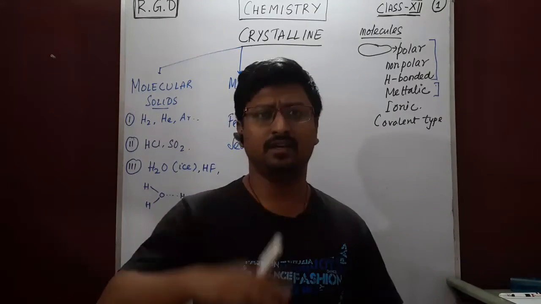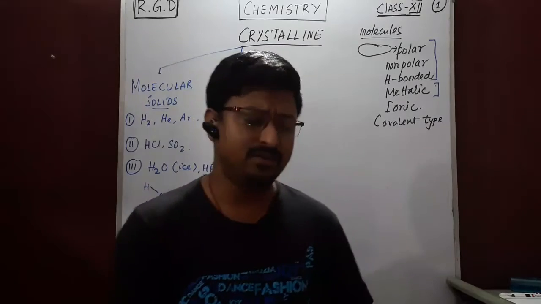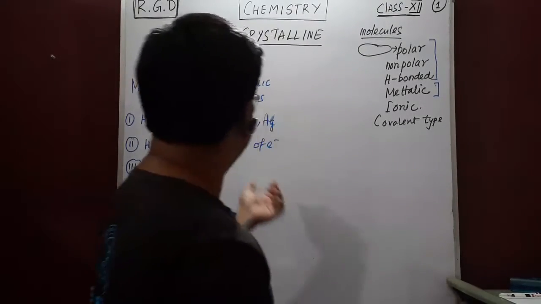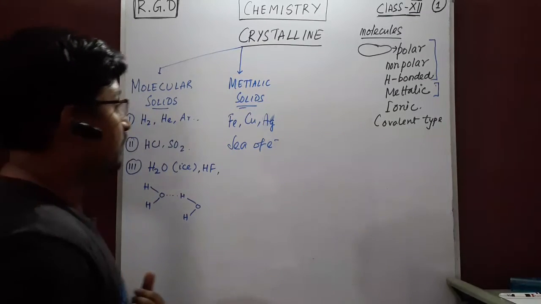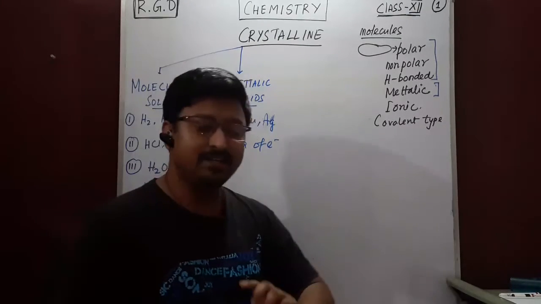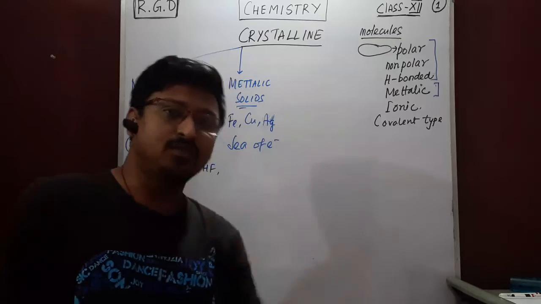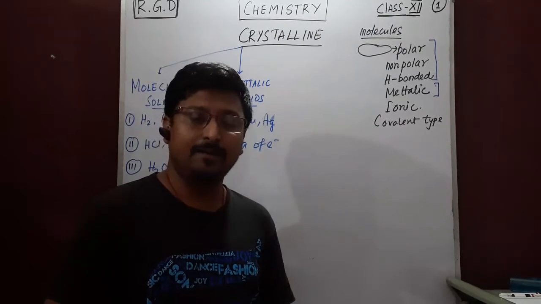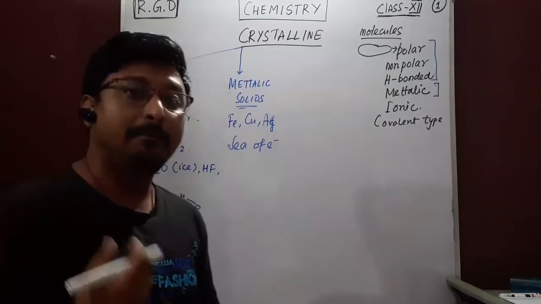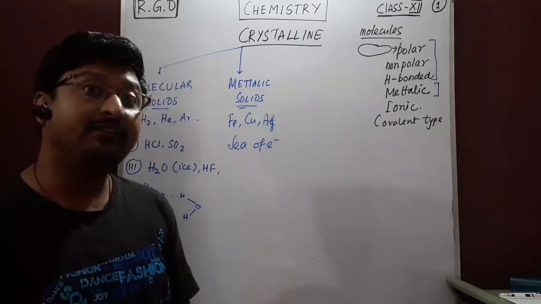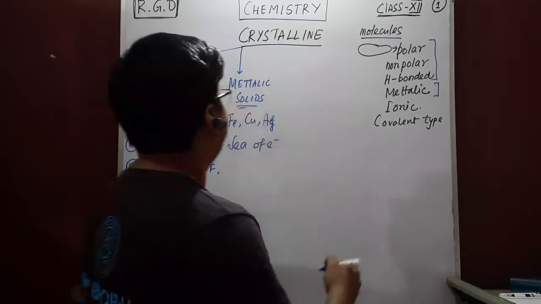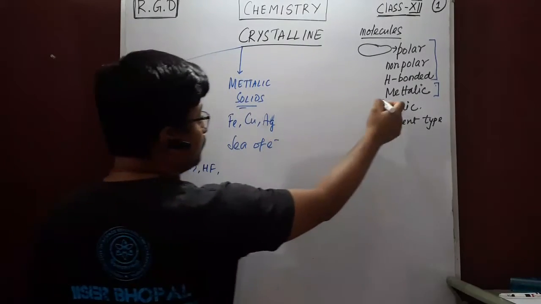You will learn this in your inorganic chemistry in class 12, okay. Examples are iron, copper, silver. So what is the more major point it has? It has positive charge maybe, but it also has a sea of electrons, and that sea of electrons makes it electrically conductive. Acha. Next, so metallic is done.